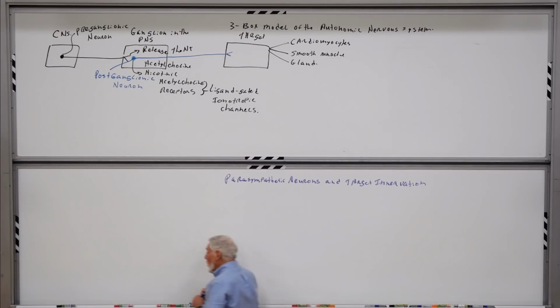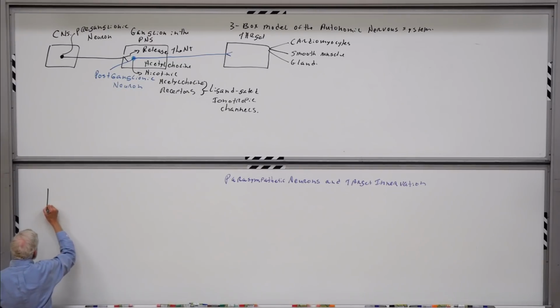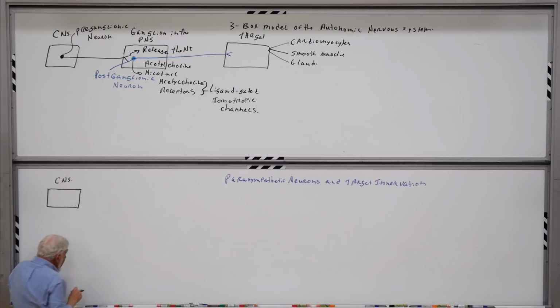And we'll repeat the same pattern. Up here is our box. This is the CNS. Now, if you take an anatomy course, you'll find that there are nuclei in the central nervous system, always in the brainstem, of cranial nerves 3, 7, 9, and 10. We're only going to deal with 10.